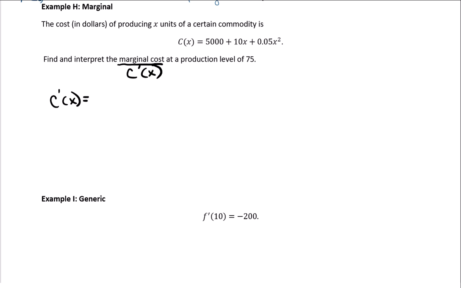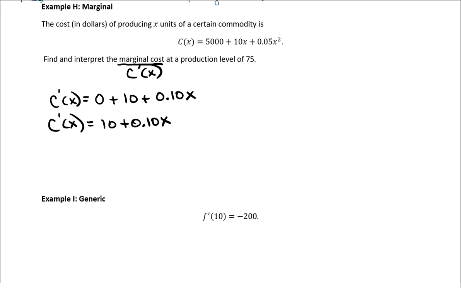So the derivative of a constant of 5,000 is 0. 10x would just be 10. And then multiplying the 0.05 by the 2 would give us 0.10. And then x to the first. So again, simplifying that, we get 10 plus 0.10x. Now we want it at a production level of 75.